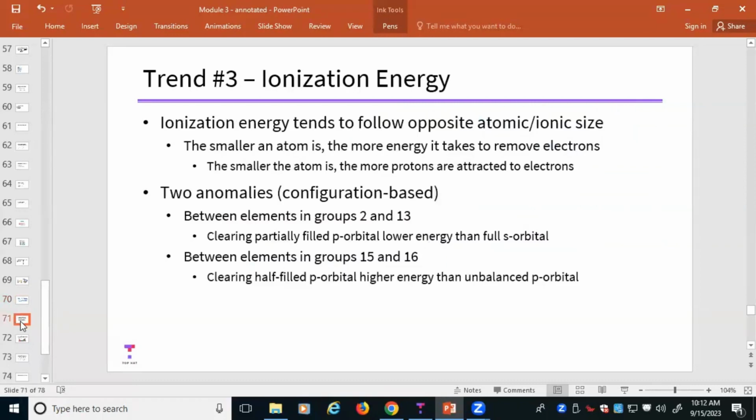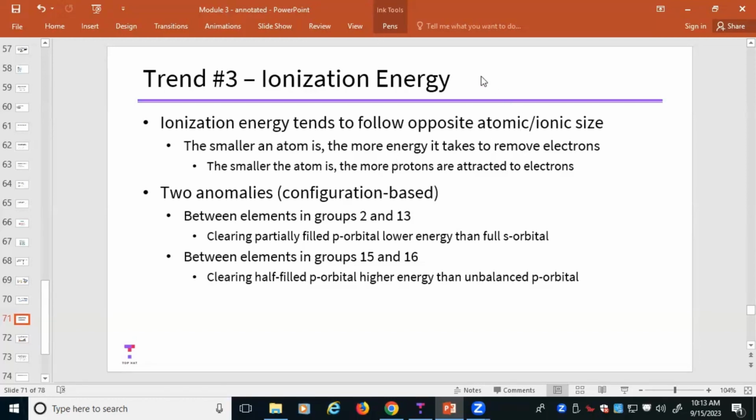The third trend that we want to look at is ionization energy. Now, generally speaking, ionization energy is directly inverse to atomic size. Small atoms are going to be harder to ionize. Large atoms are going to be easier to ionize.